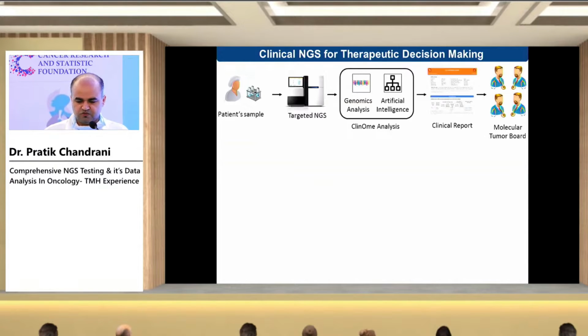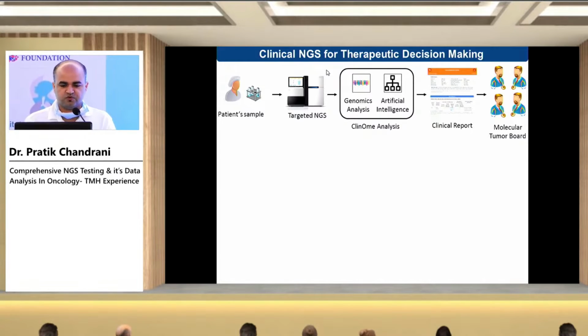So how it usually goes is that a patient sample is received in the clinics, which goes for targeted NGS testing, and this NGS data is to be analyzed by computational tools, and that generates a report of therapeutically relevant alterations, and this report goes to the molecular tumor board.